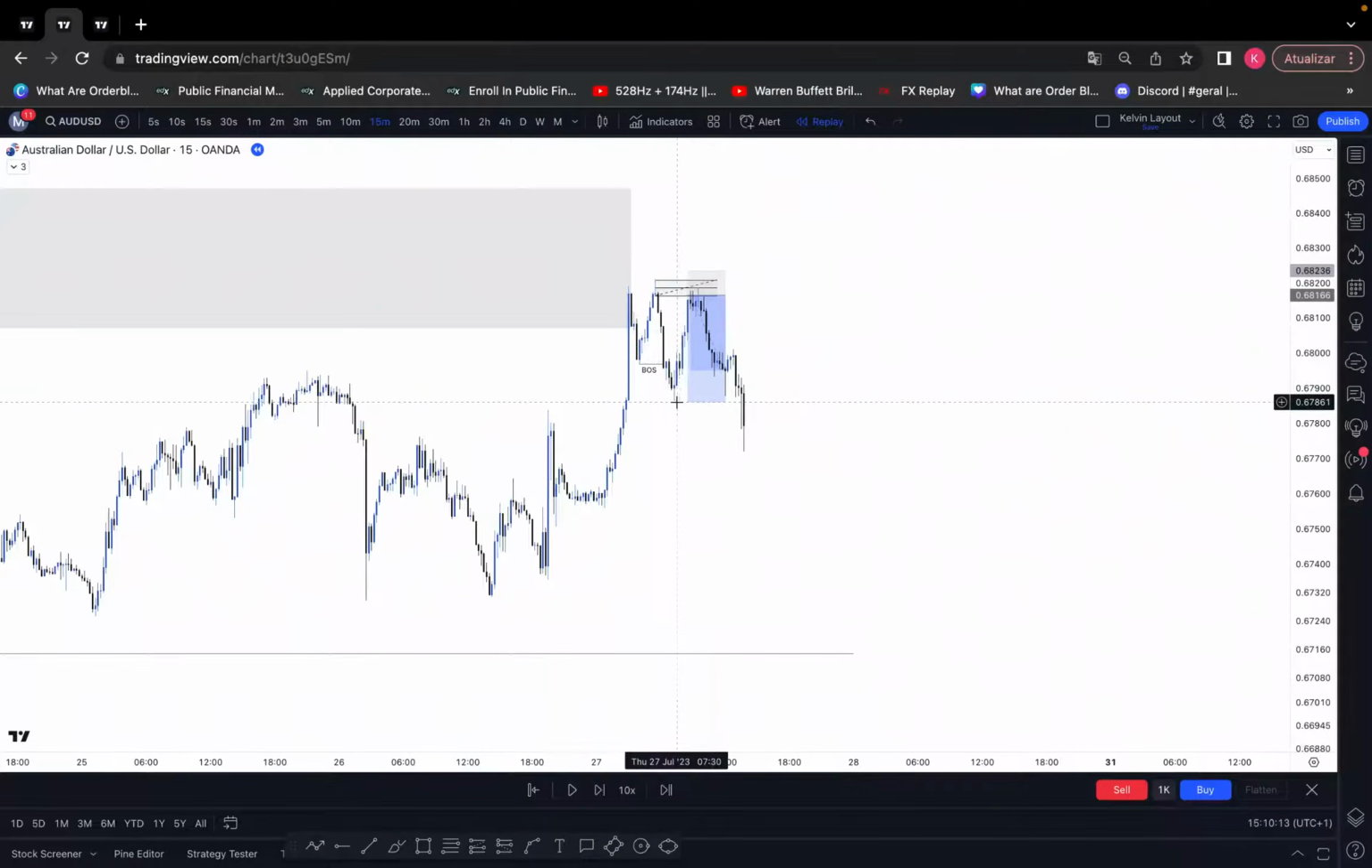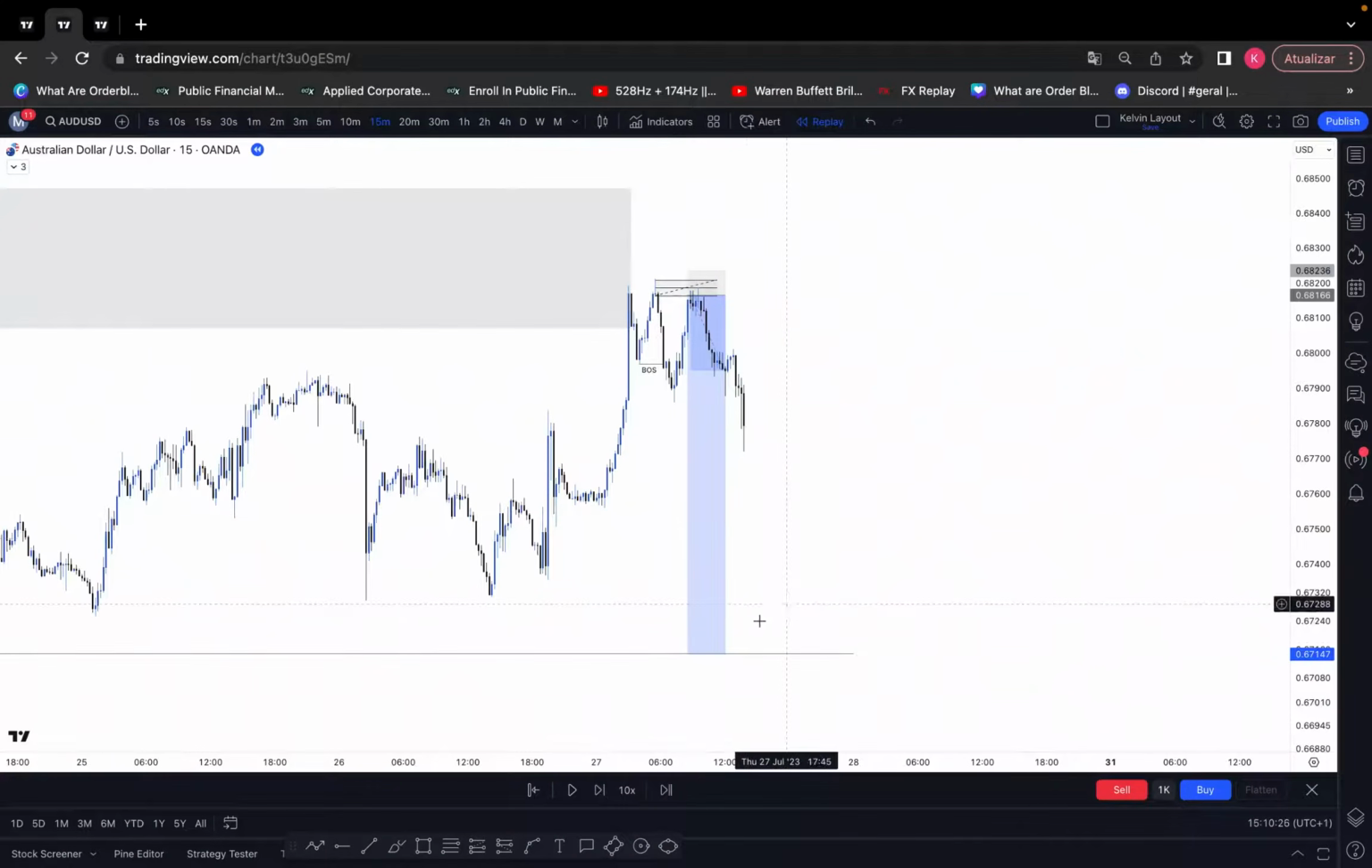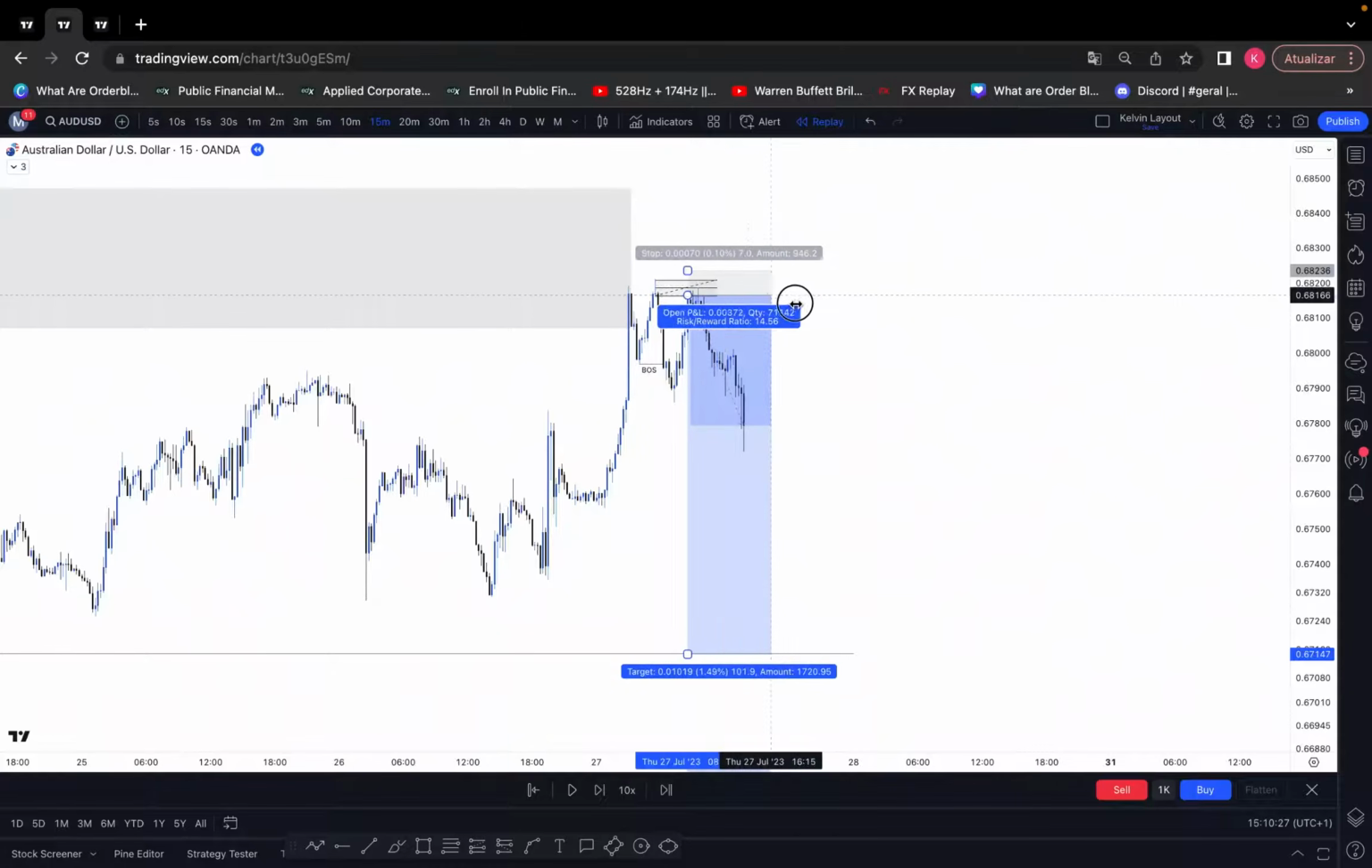Price broke structure on the M15 here. We move the position to break even. We can also take partials right there. But our target right here, we want to bring price to the 4 hour time frame right here. So let me just quickly play price and see what happened.